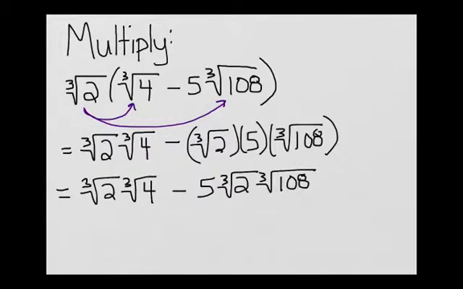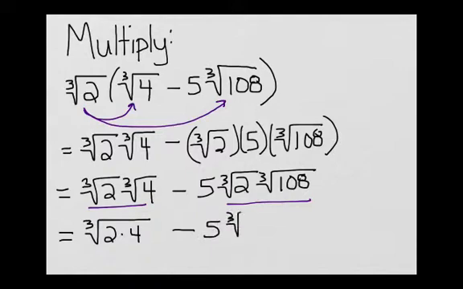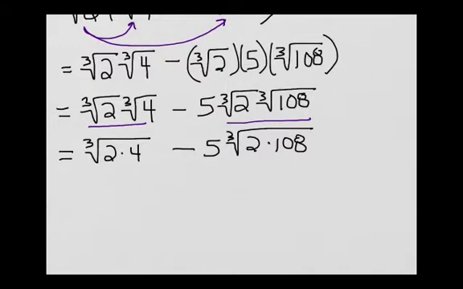And now we notice that in each of these terms we have two radicals. They have the same index, and that means that we can multiply together their radicands. So our first term becomes the cube root of 2 times 4, and from that we're going to subtract 5 times the cube root of 2 times 108. And you'll notice that I've left those unmultiplied together, and that's because in order for us to simplify these radicals, we're going to need to look for perfect cubes.